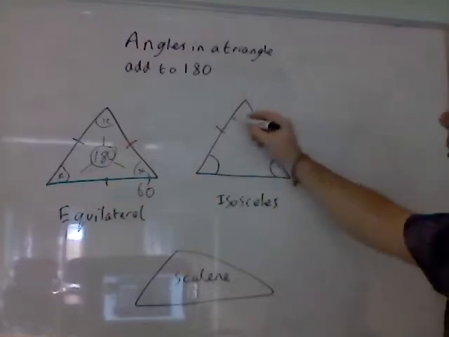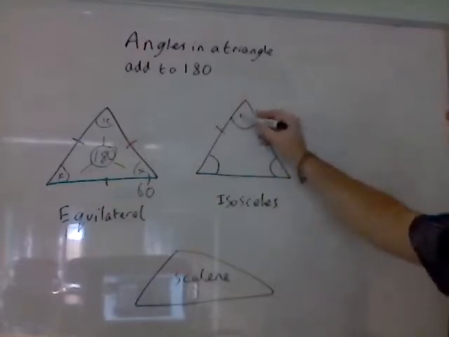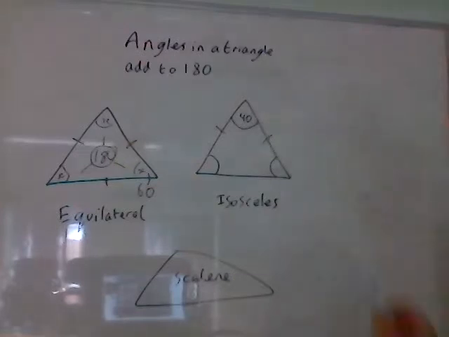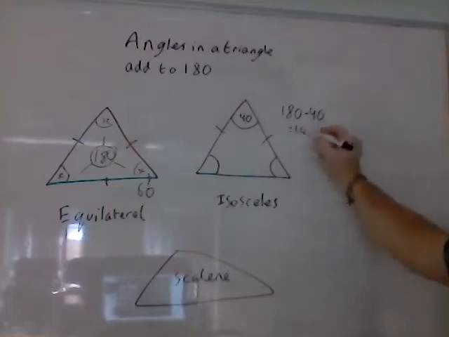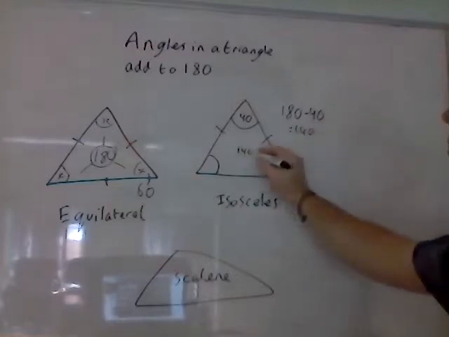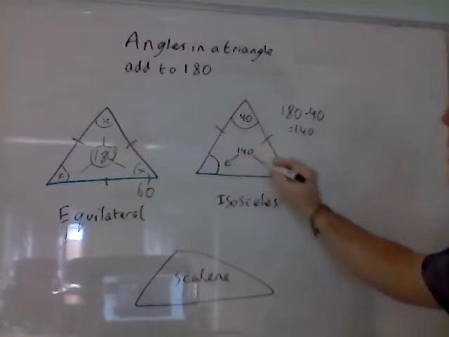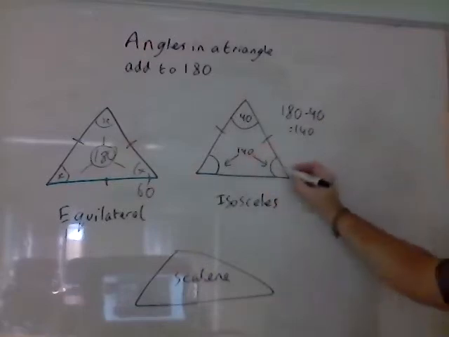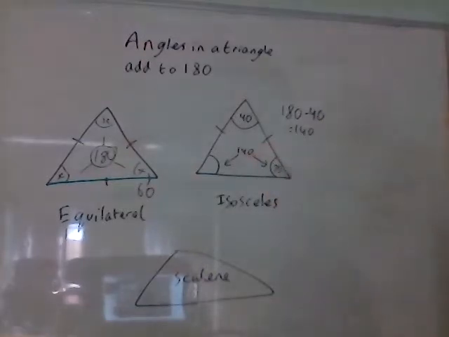So what that means is, say if you have this angle at the top as 40, you can do 180 minus 40, which means you're left with 140 degrees, which needs to be split equally between these two. So 140 divided by 2 is 70.